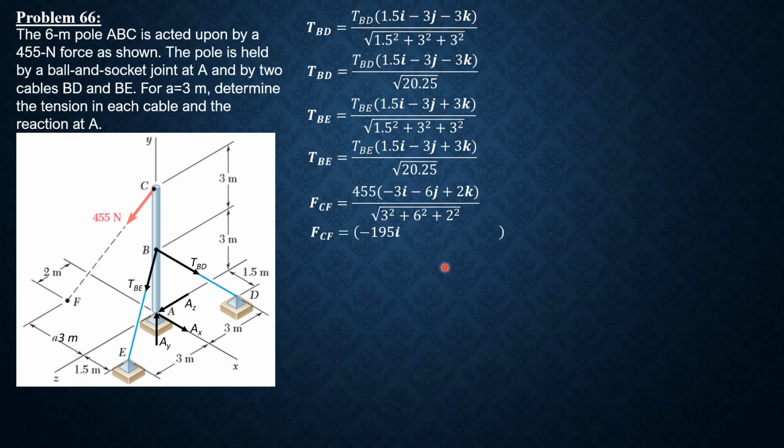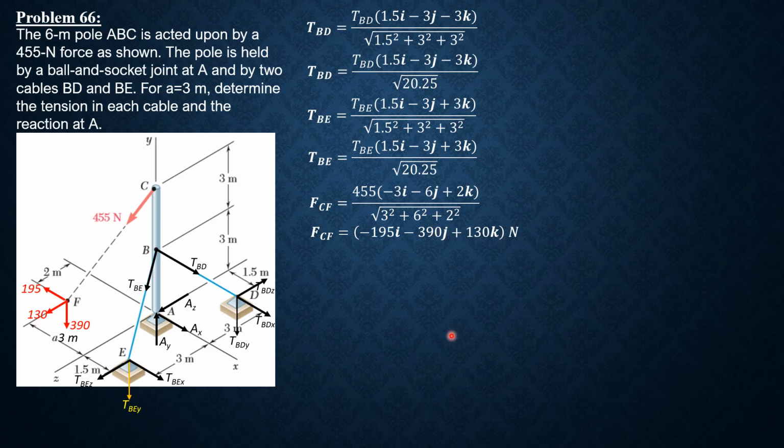So simplifying, it is negative quantity negative 195I, negative 390J, 130K Newton. So this is the X component, towards the negative X direction, the Y component is going down, and the Z component is forward along Z. So these are the components of tension BD, components of tension BE. So let's assume these are the directions, and the components of the 455 Newton force: 195 leftward, then downward 390, then forward 130.